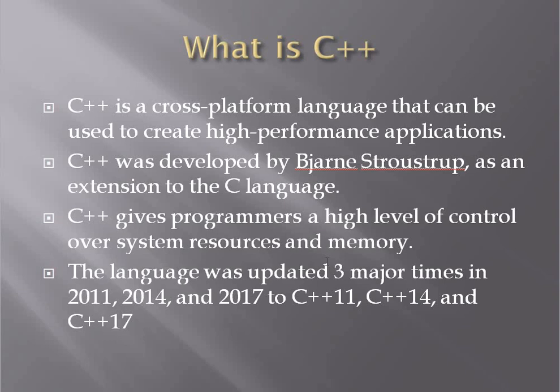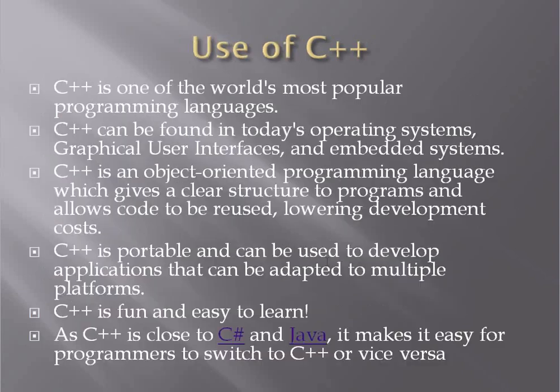C++ gives the programmers a high level of control over system resources and memory. Means by using C++ programming, a developer can develop applications using the system resources, and memory-efficient programs can be made in C++. The language was updated three major times, in 2011, 2014 and 2017, to C++11, C++14 and C++17.